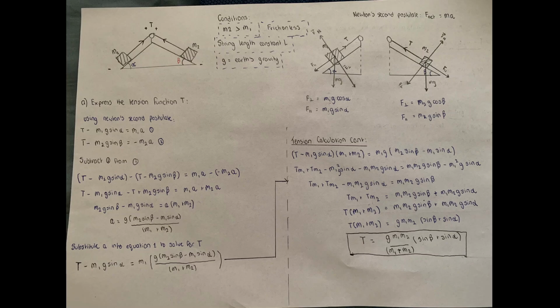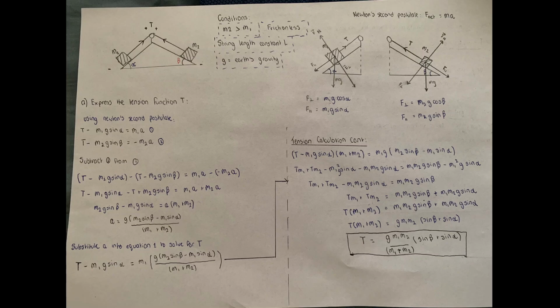Now, if you just follow this arrow all the way to the right past the dotted lines, you'll see the continuation of the tension calculation. All of this seems very confusing with a lot of M1s, M2s, sine betas, sine alphas, but don't worry, we'll work through this step by step and it'll become a lot clearer.